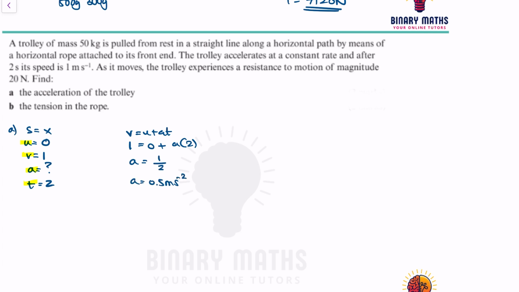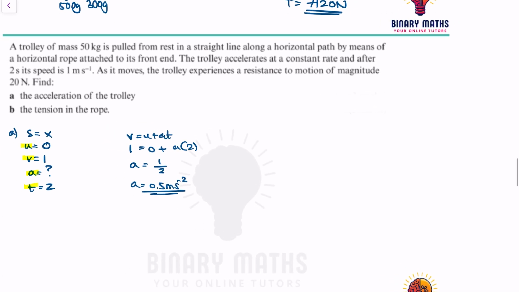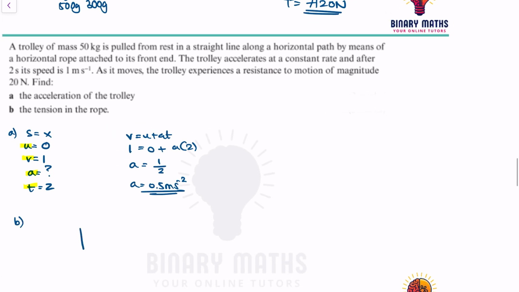meters per second squared. Okay, so part B, tension in the rope. So I need to draw a force diagram. So we've got a trolley. Its mass is 50 kg, so the weight is 50 g. We've got a reaction force because it's on a horizontal path, in contact with the ground. It's being pulled by a horizontal rope, which means there's tension in this rope.